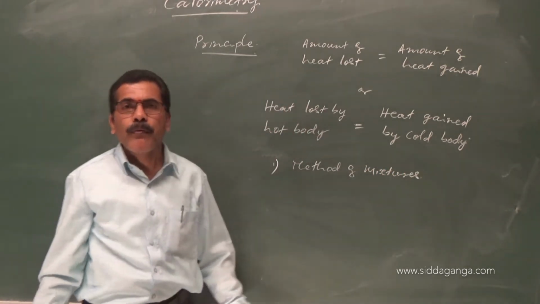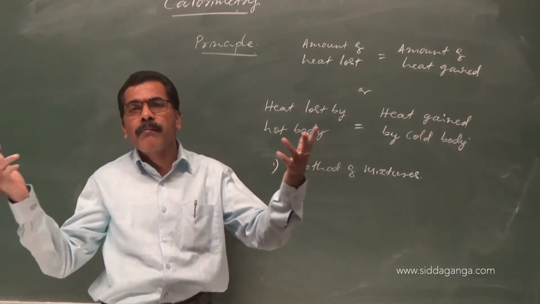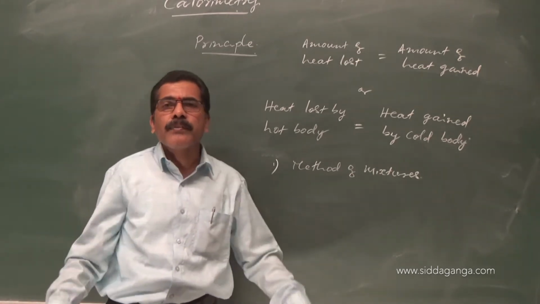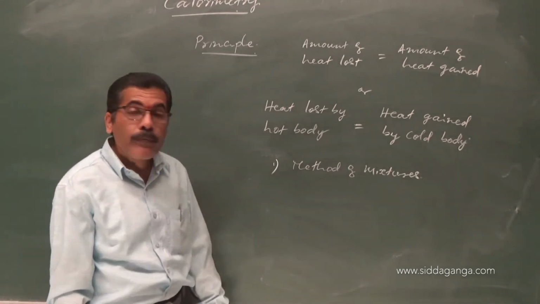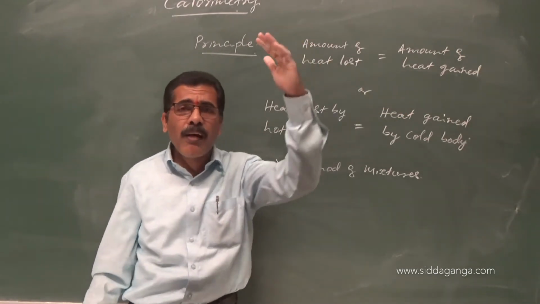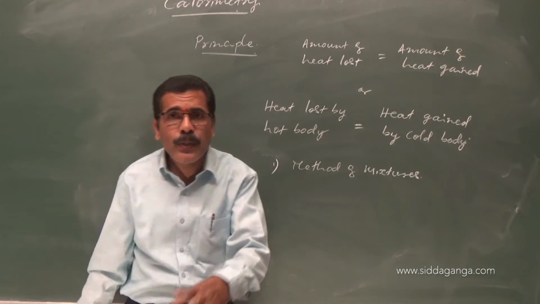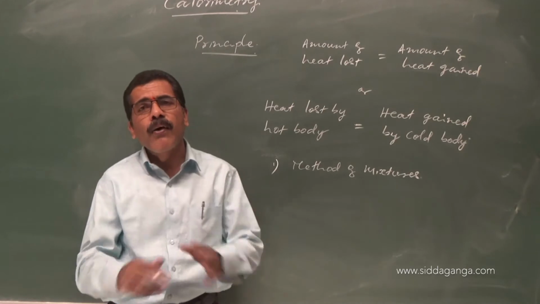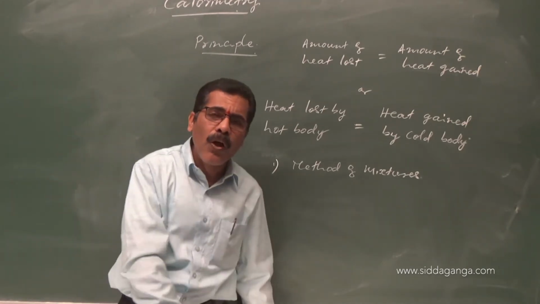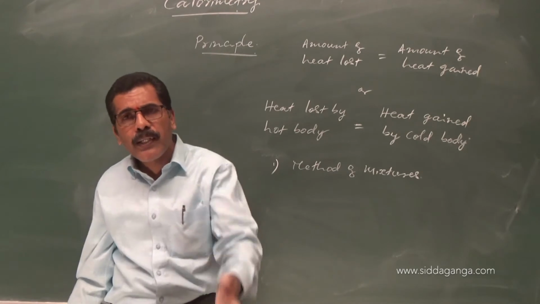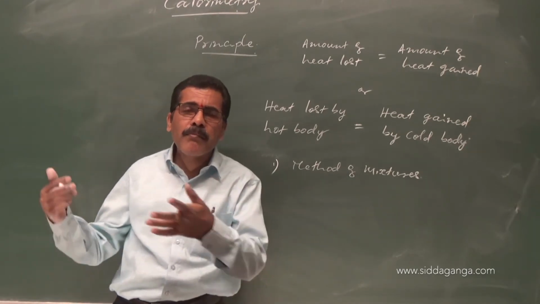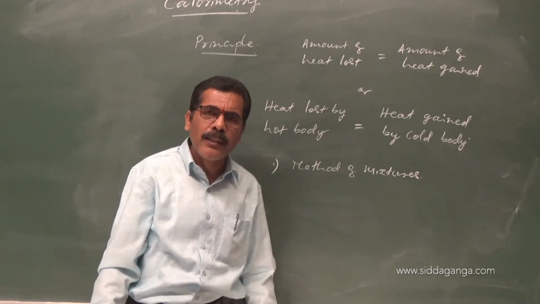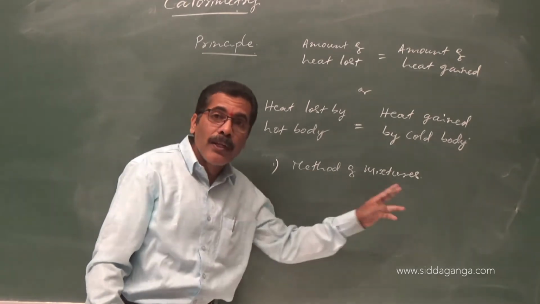Method of mixtures. When you mix bodies having different thermal capacities or heat capacities, maintained at different temperatures, finally they will acquire a common temperature. Based on that you can calculate how much heat is given or gained or lost, or you can determine specific heat capacity, or latent heat of fusion. All such constants could be determined experimentally. This is the method of mixtures.